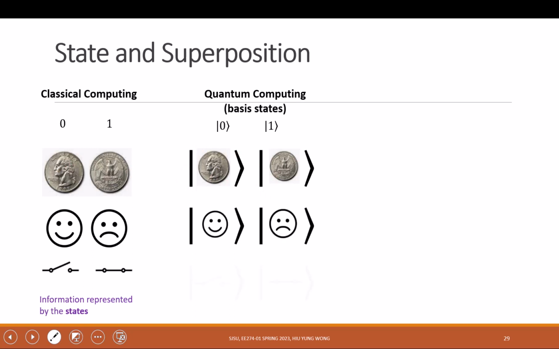Again, I can use happy and sad. How about transistor on and off? That can be used to represent quantum information if you only care about the basis state. Then quantum computer is the same as classical computer.